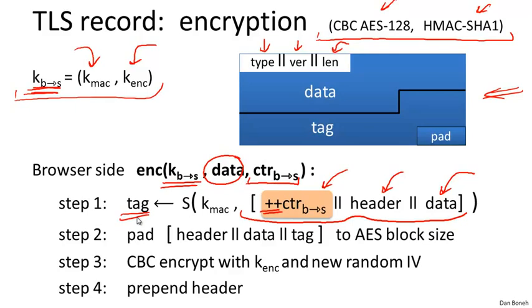Okay, so this is kind of an interesting approach where even though the two sides maintain these counters that function as nonces, there's no reason to send the nonces in the record, because both sides already know what counters to expect in every record that they receive. Okay, so that's the tag.